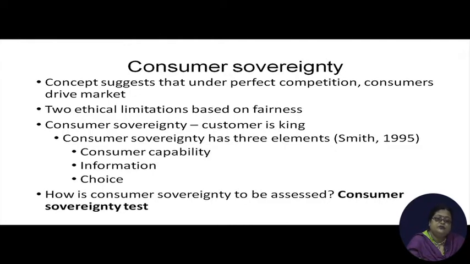When you're talking of information, it is the consumer's access to information, the sources of information, and the level of information symmetry between the firm and the consumers, the producers and the sellers, the buyers. So what type of symmetry is there? And when you're talking of choice, it is the extent of opportunity available to consumers to switch from one seller to another.